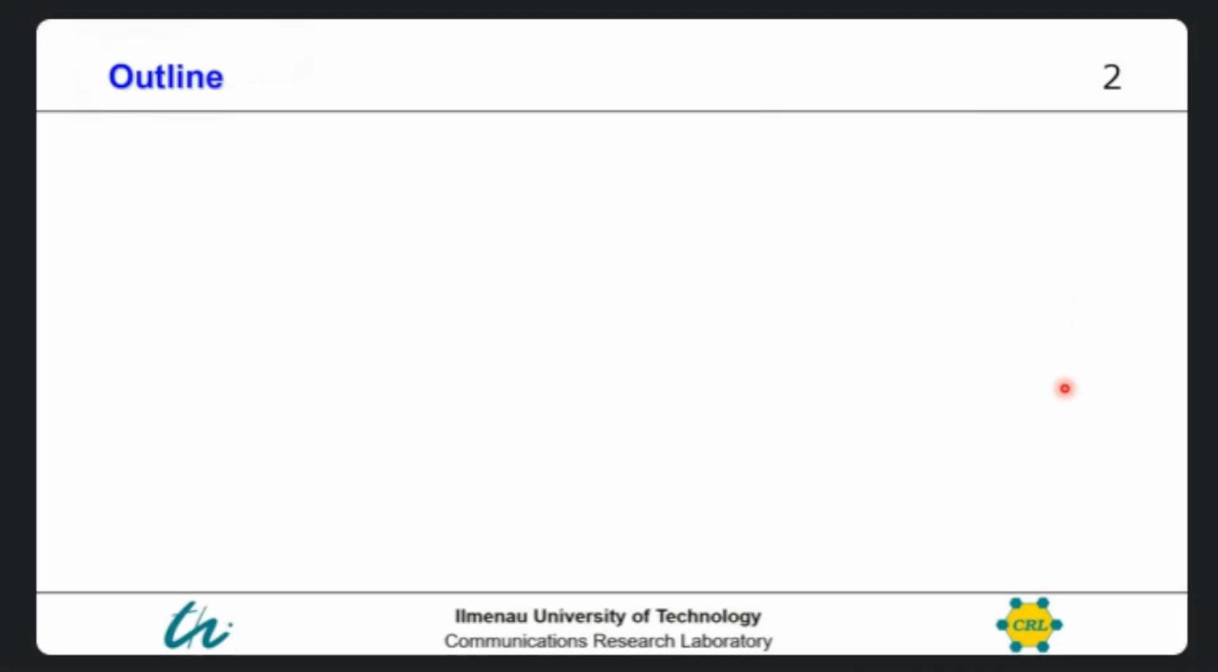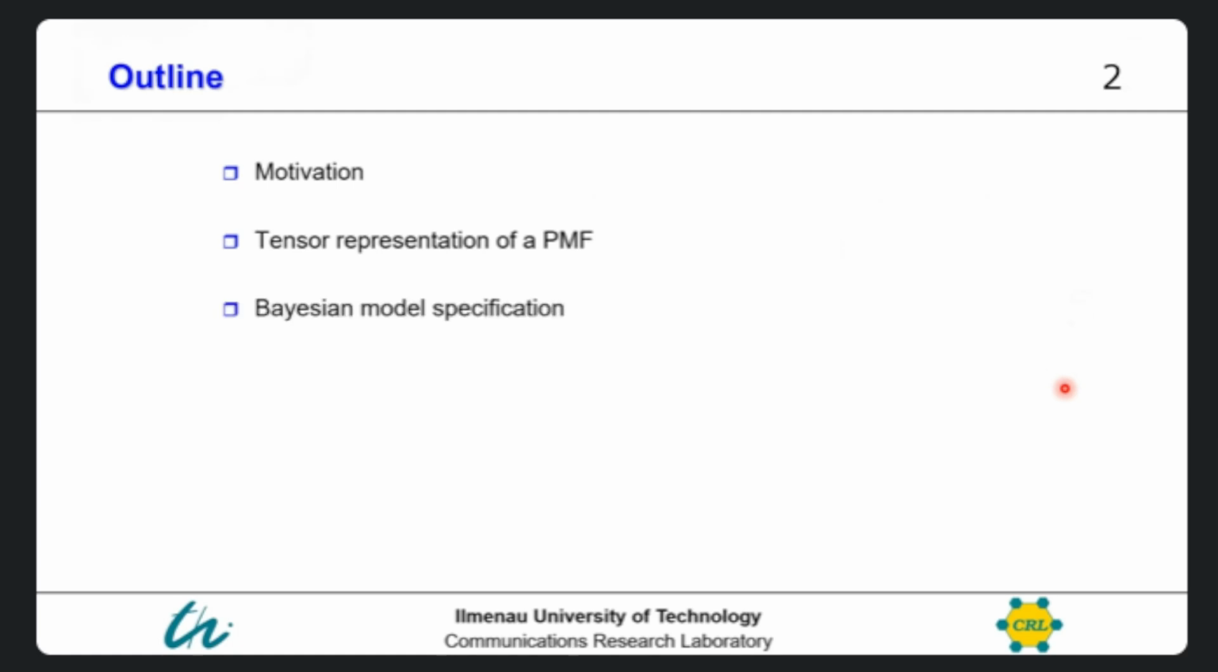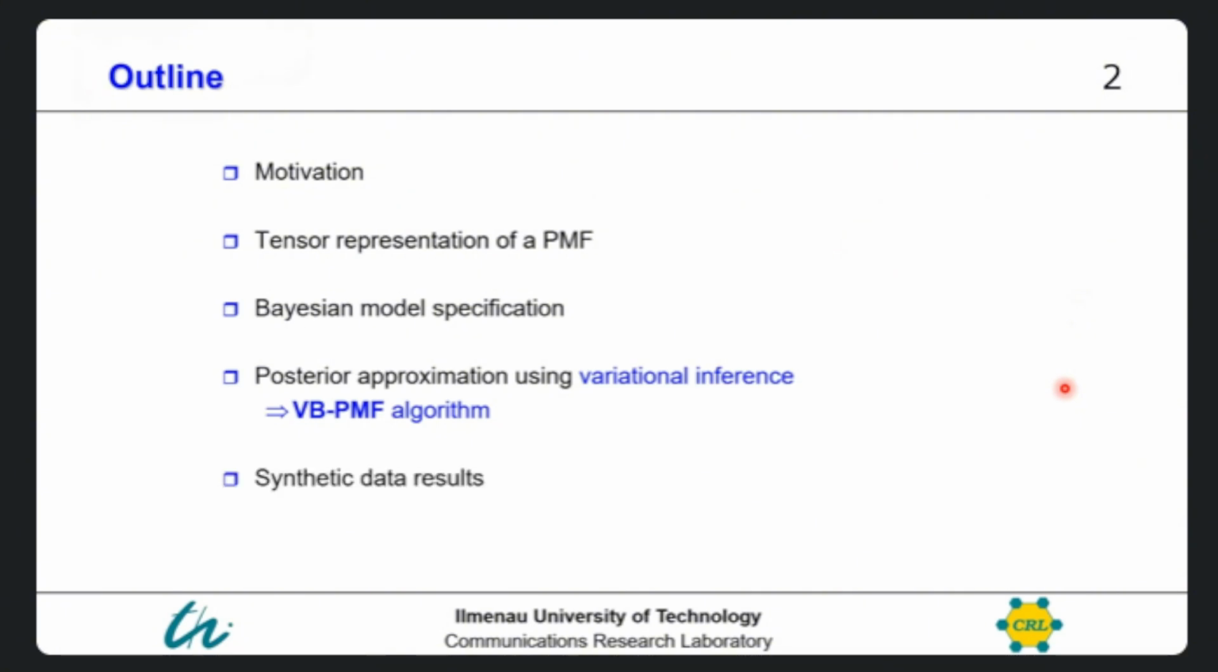Okay. So this is a brief outline. We look at the motivation, which of course has already been covered. Also the tensor representation of a PMF. And then we look at the Bayesian model specification. And then we see how we can learn the posterior distribution. We use a technique called variational inference, and the algorithm that we propose here is called VBPMF. And then we look at the synthetic data results and also real data as well.